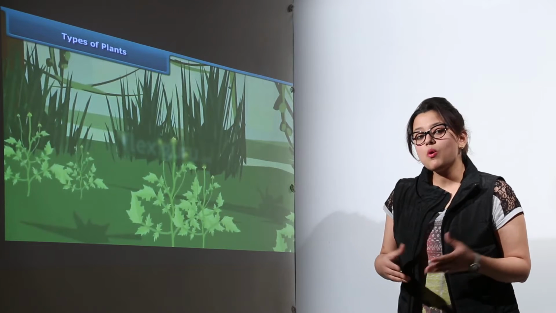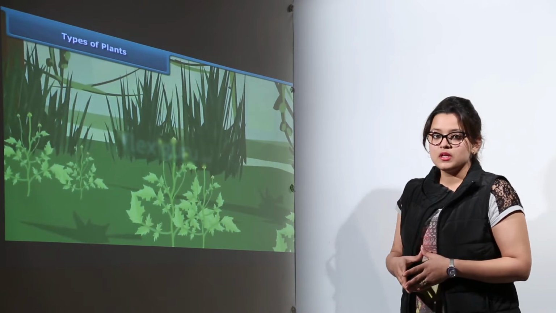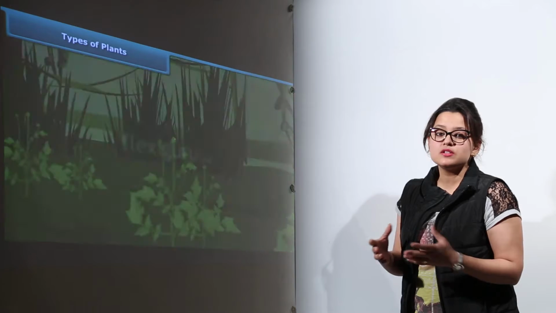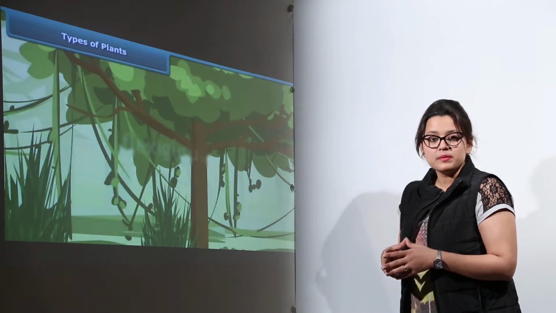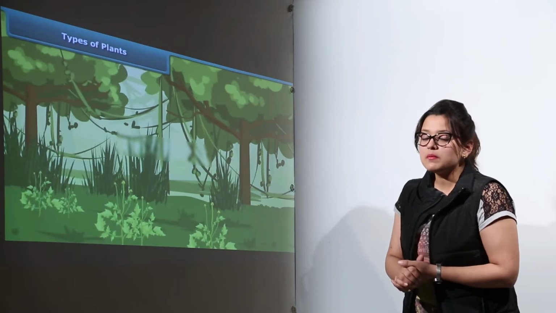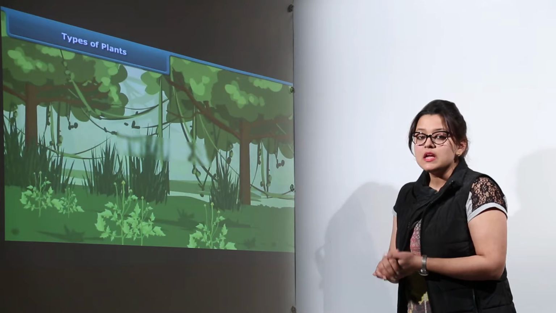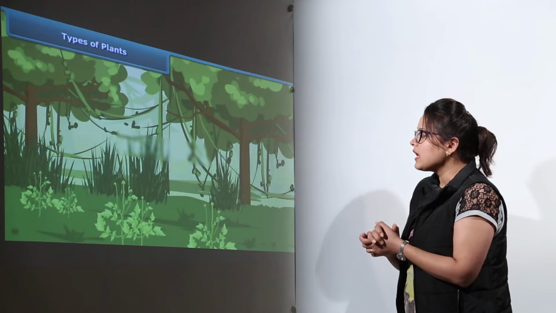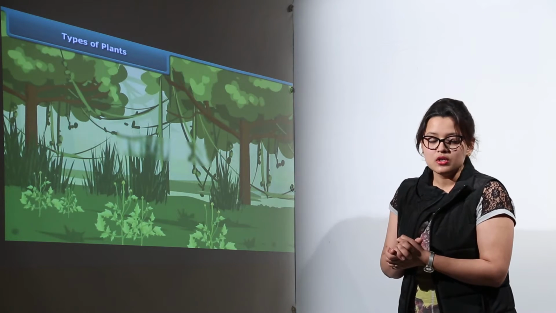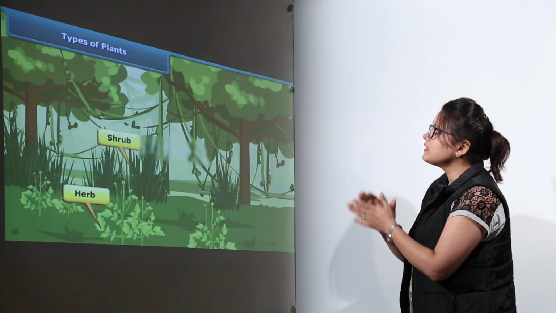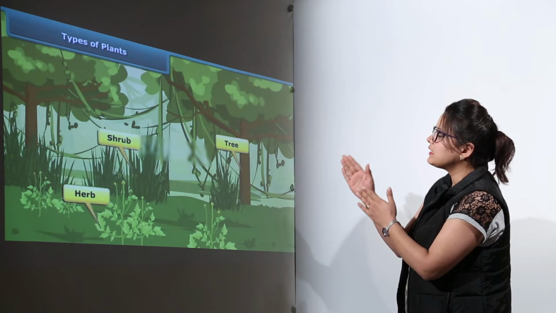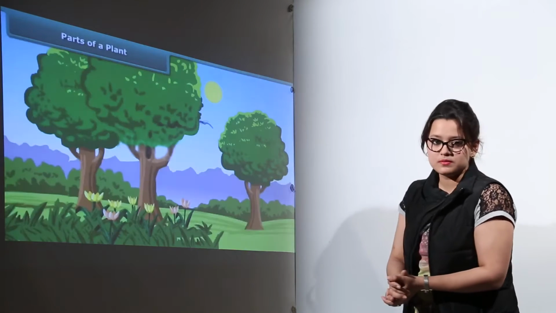We see plants all around us, everywhere. Now you can see so many varieties of plants, right? Some plants look taller, some plants appear to be very small, some are very tender looking and some are very hard. So basically we classify the types of plants into three, that is trees, shrubs and herbs.